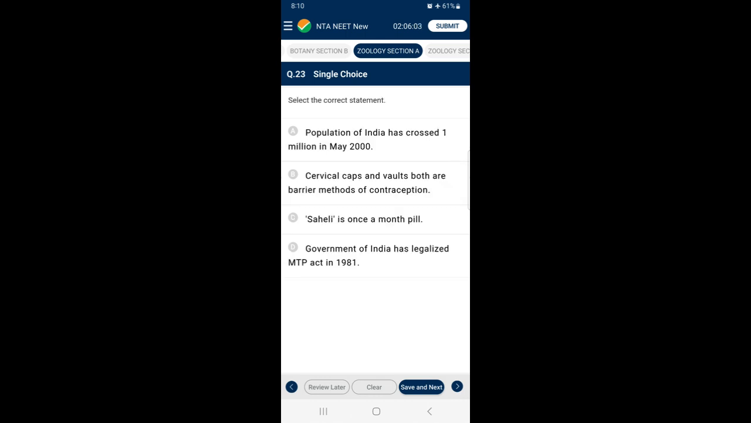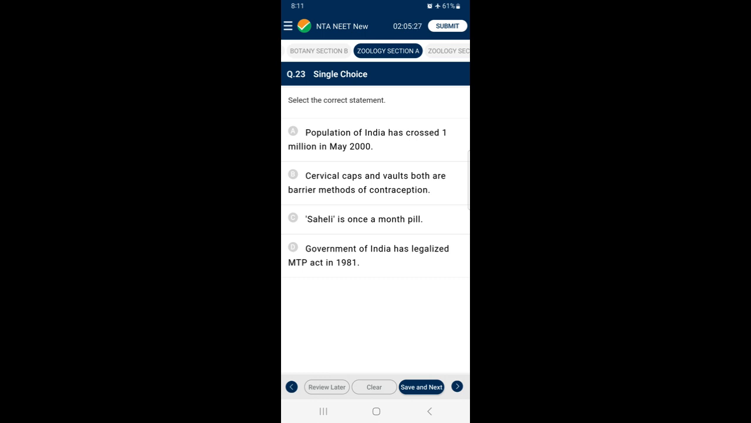Question number 23. Select the correct statement. Barrier methods of contraception prevent the ovum and sperms from physically meeting. Such methods are available for both males and females. For example, condoms. These are made of thin rubber or latex sheath that covers the penis in the male or vagina and cervix in females just before coitus so that the semen may not be ejaculated into the female reproductive tract.